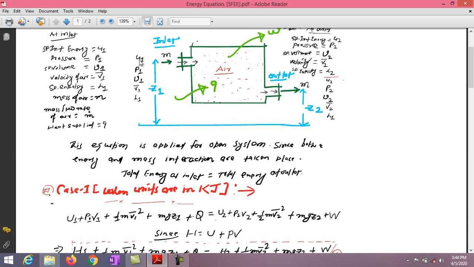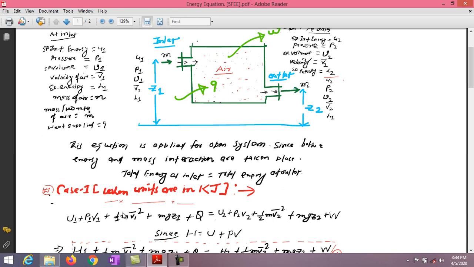So whatever the small abbreviation, it is used to denote the specific term, like specific internal energy, specific volume, specific enthalpy. Whenever we multiply this term by mass, that will be the total quantity, like m into u1 is the total energy of air at inlet, m into small v1 is the total volume of the air at inlet, and m into h1, which is capital H1, is the total enthalpy of air at inlet, right? In similar fashion, we have to equate the total energy of air at inlet, which should be equal to the total energy of air at outlet, right?